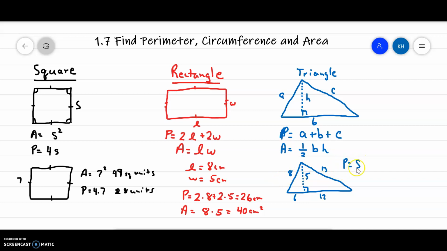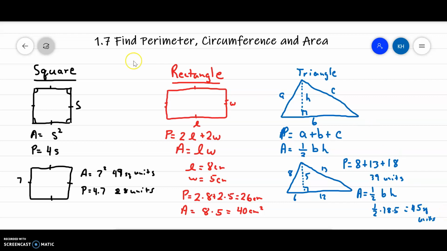Perimeter. Sum of all the sides. 8 plus 13 plus 18. Grand total. Let's see what that gives us. 39. Alright, and this would be units. I did not declare units again. And then area, 1/2 base times height. And so that's 1/2 times our base, 18, times our height, 5, for a grand total of 45 square units.